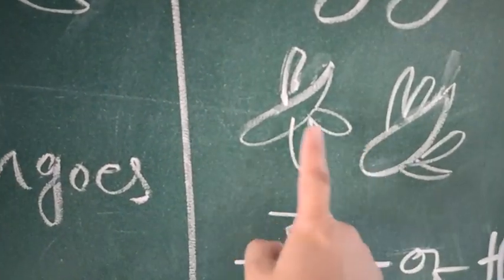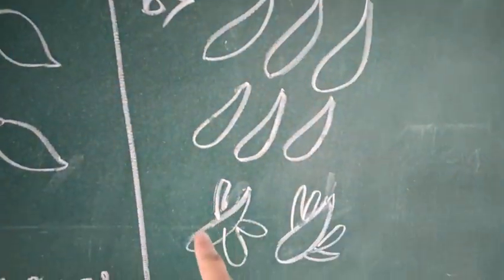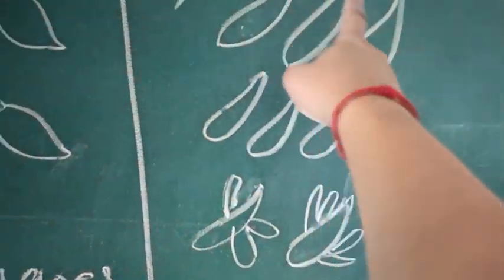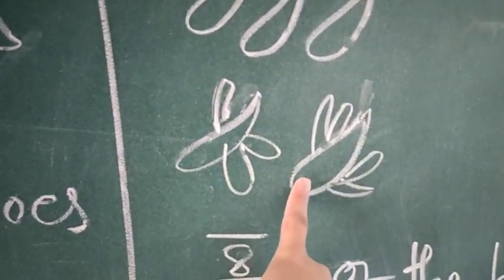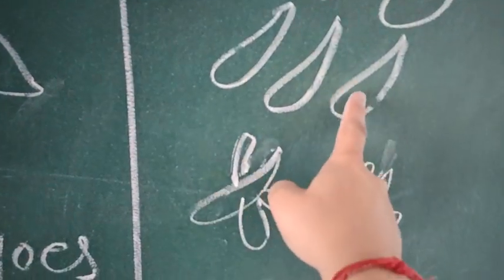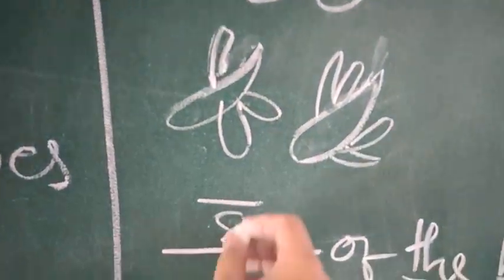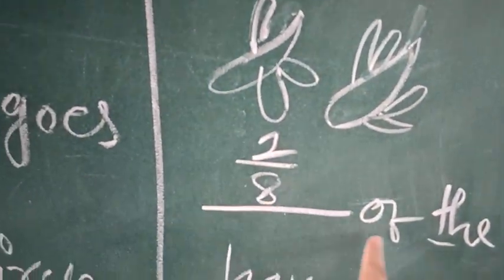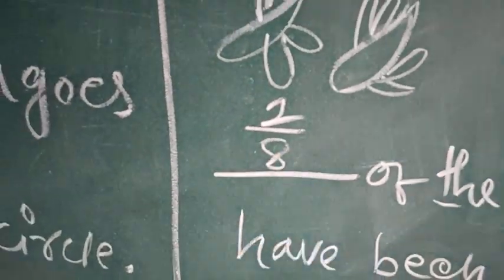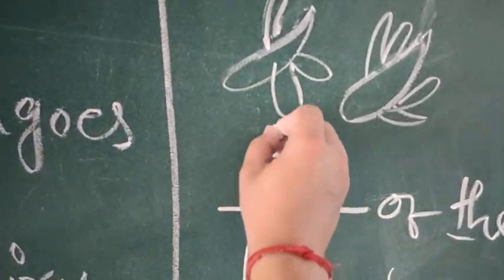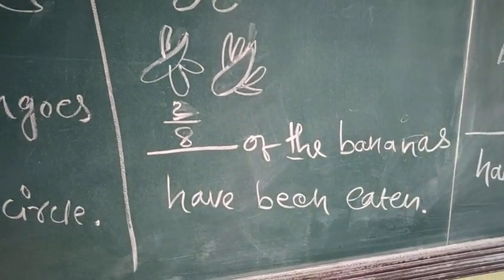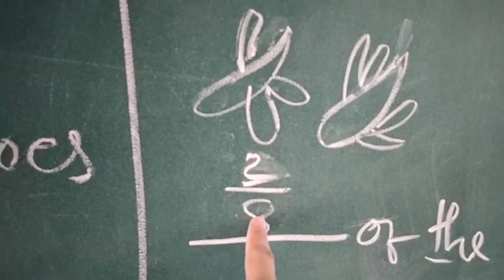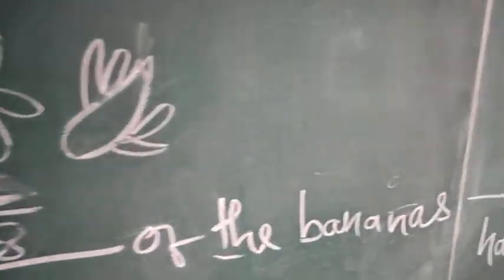And out of this, how many bananas are eaten? You can see, these 6 bananas are not eaten, and these 2 are eaten. So you will write 2 are eaten out of 8. So 2 by 8 is your answer. So 2 by 8 of the bananas have been eaten. This indicates that out of 8 bananas, 2 are eaten.